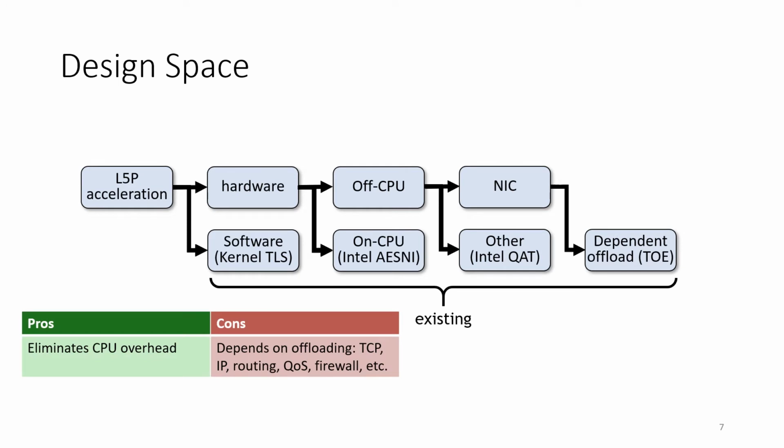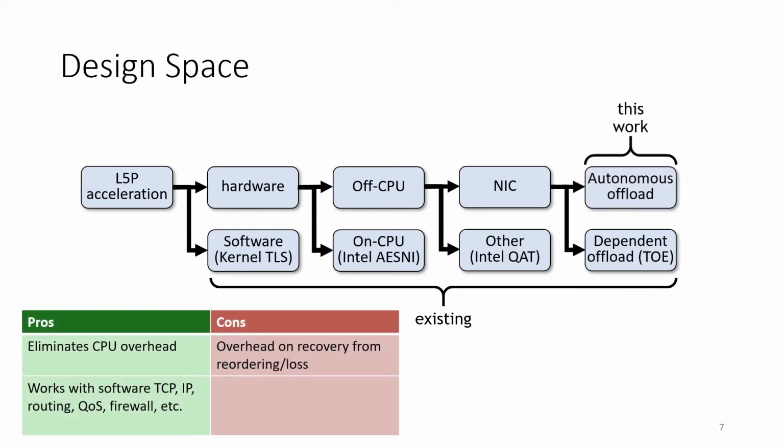Fourth, dependent NIC offloads, such as TCP offload engines, accelerate applications effectively. However, they depend on offloading the TCP/IP stack, which is undesirable as it's constantly evolving. Our approach, autonomous NIC offloads, accelerates application computation without subsuming the TCP/IP stack. Instead, the NIC and the application cooperate to offload computation transparently to the TCP/IP stack.